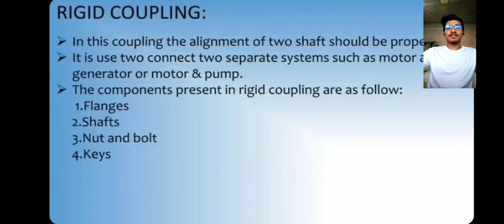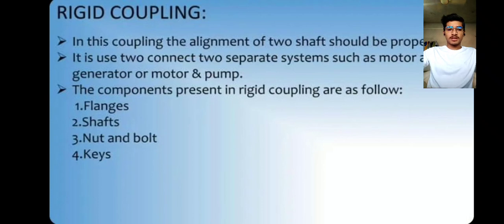Rigid coupling. In this coupling, the alignment of two shafts should be proper. It is used to connect two separate systems such as motor and generator or motor and pump. The components present in rigid coupling are as follows: flanges, shafts, nut and bolts, and keys. So we will see the manufacturing process of each of these components.